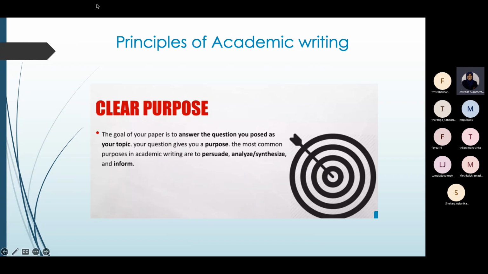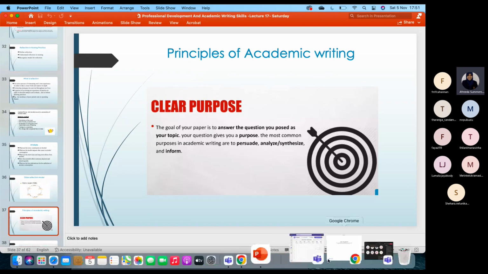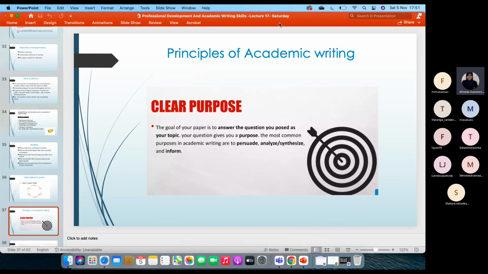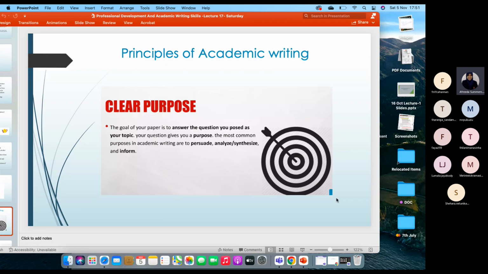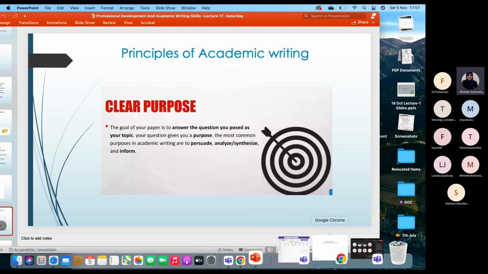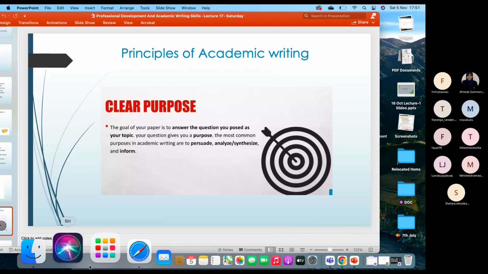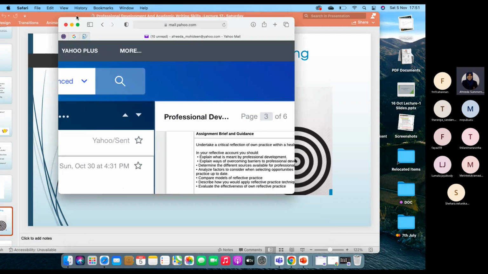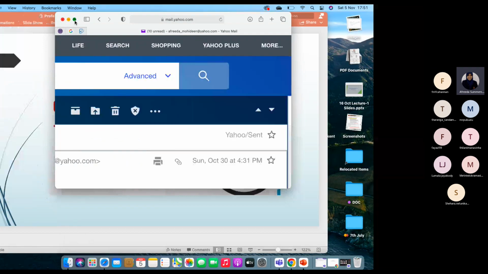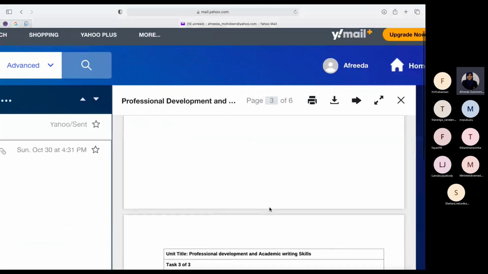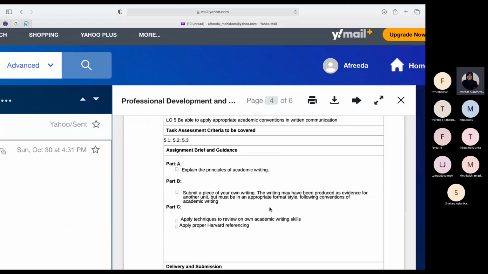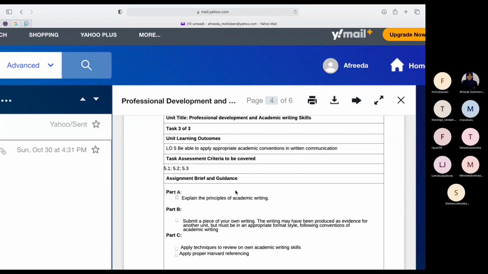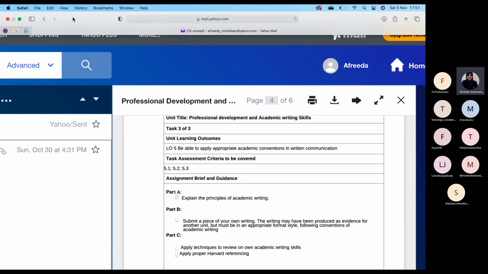Now I will go to the next question, and then I will discuss the academic writing part. And also I think I've already advised you all on your previous assignment, right? So I hope you remember. So let's take a look, because in the second part also there were slides on what we are doing, right? Explain the principles of academic writing.